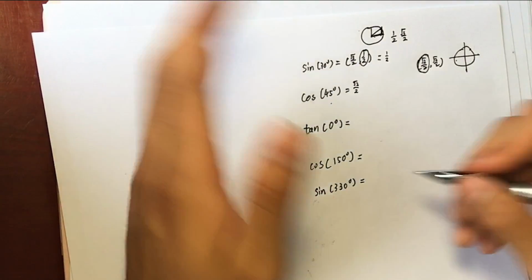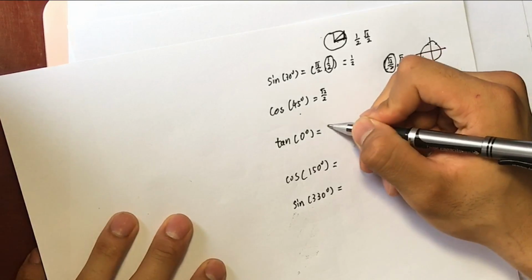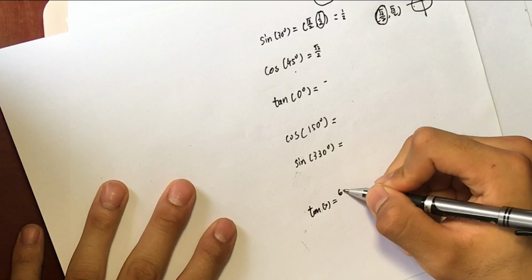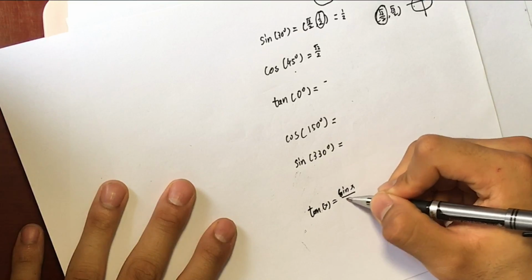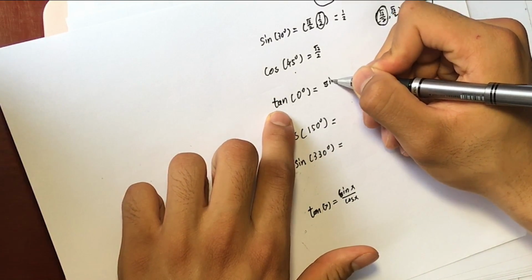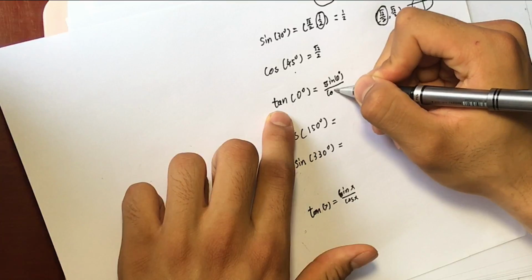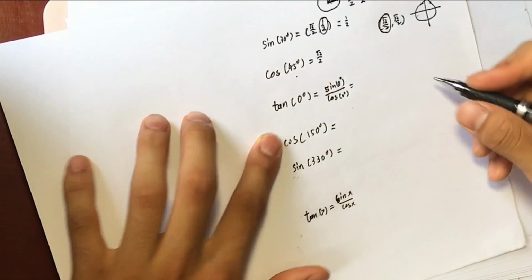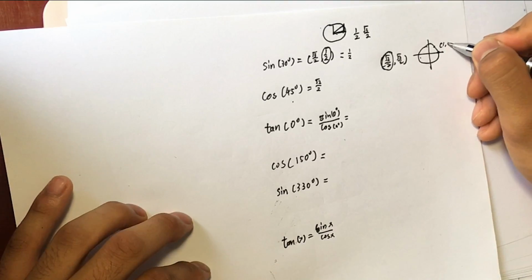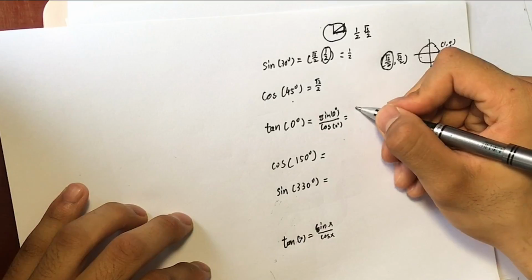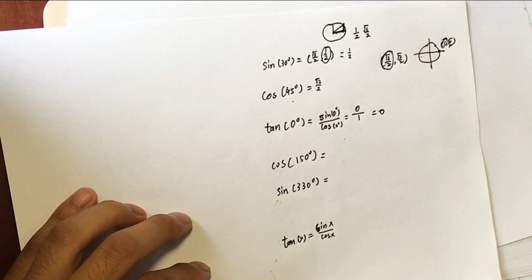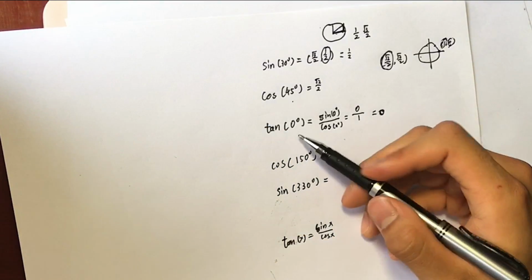Tangent 0. Tangent, for this one, tan x equals sine x over cosine x. Which means tangent 0 would be simply sine 0 over cosine 0. What's sine 0? Your point will be right here, right? So it's 1, 0. Sine 0 is 0, the second value. Cosine 0 is 1. 0 over 1 is 0. So, yeah, actually, tan 0 has a value. It's 0.